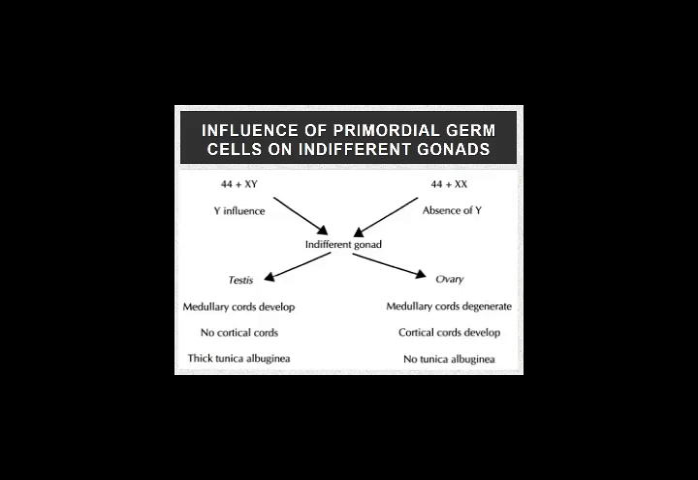अच्छा जी, अब उसका influence देख लेते हैं germ cells का on indifferent gonads. अभी तक indifferent gonad चल रहा है, ठीक है? So if it is a 44XY, so there is the influence of the Y, that is short arm of the Y chromosome. So under the influence of testis determining factor, this indifferent gonad develops into testes.